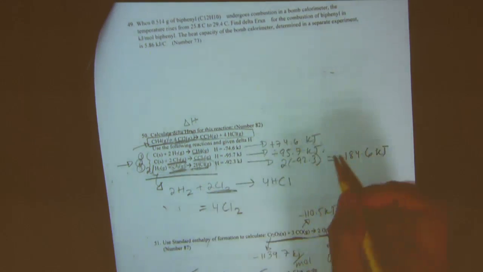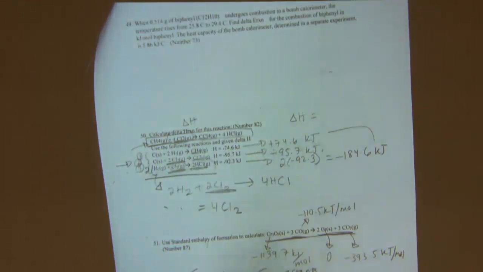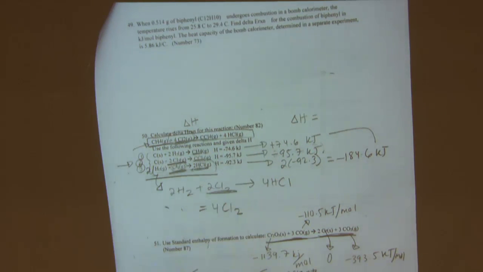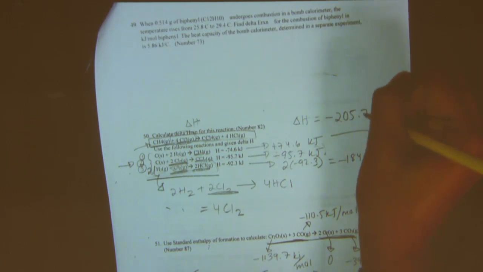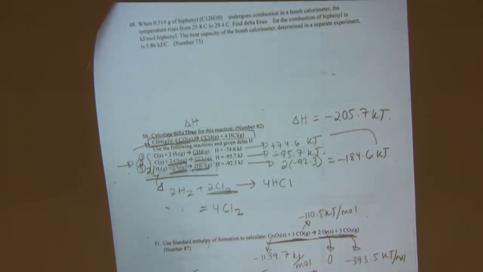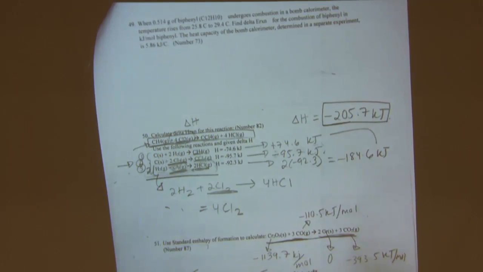Okay, so we got our 3 numbers, and the last law kind of says to find delta H, we have to add them all together, right? So what do you guys get when you add 74.6 plus negative 95.7 plus negative 184.6? Negative 205.7 kilojoules. Awesome. So is that the same answer everyone else got? Yes. Okay, cool. Now let's go on to number 49.